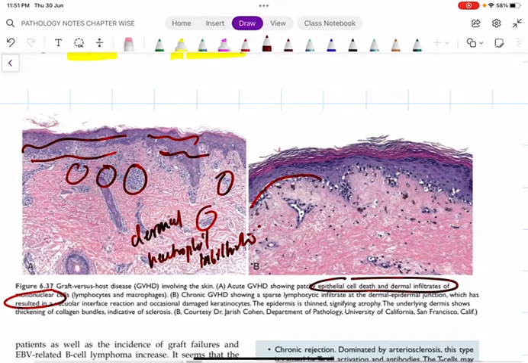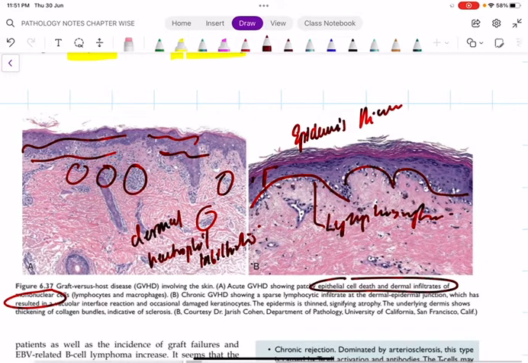What you are seeing here, this is the dermo-epidermal junction, and these are lymphocytes. And you can see here the epidermis thinning, atrophy. That is very good because it is chronic. In kidney also we have told, chronic rejection, atrophy. Yes, the same thing here.